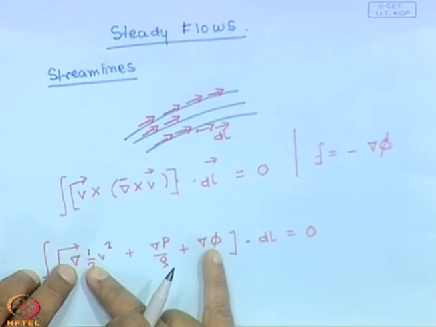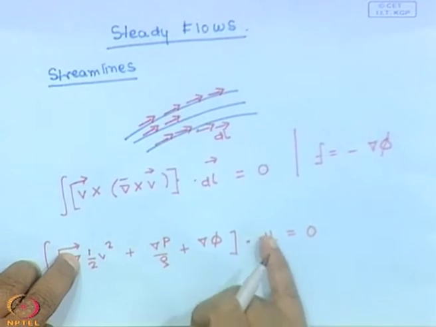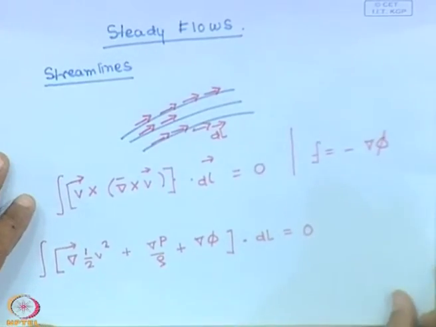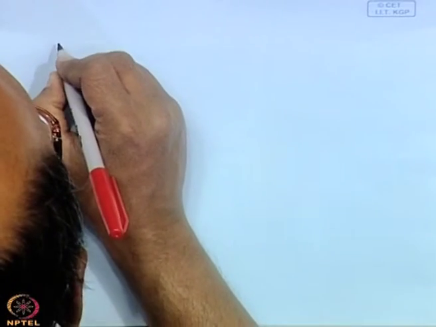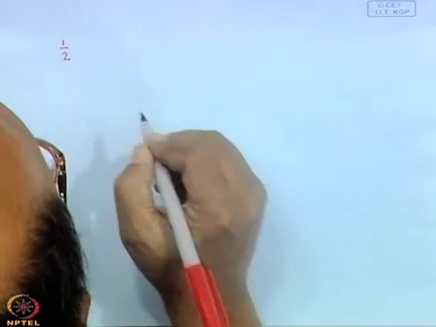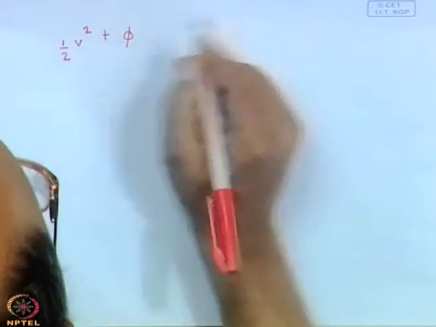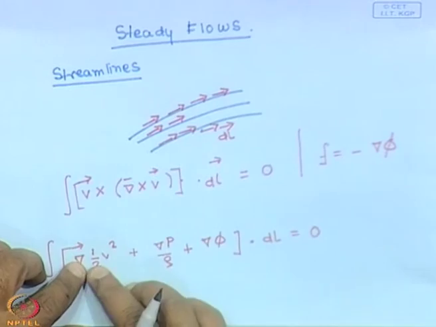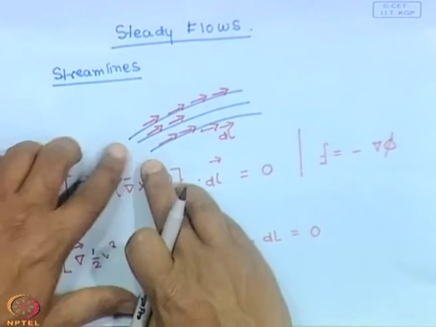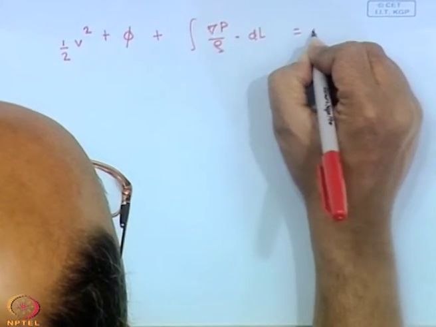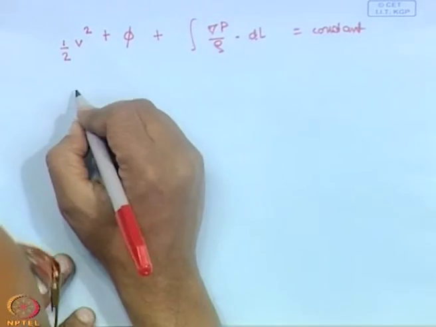Now, these two terms are gradients. So, the dot dl is essentially just the difference between phi's, the velocity and the phi. So, when I integrate this, I will just get the value of half V square plus phi at this value minus the value of half V square plus phi at this value. So, what we can say from this is that this plus the integral grad P by rho dot dl should be a constant. And this is what is known as Bernoulli's theorem.